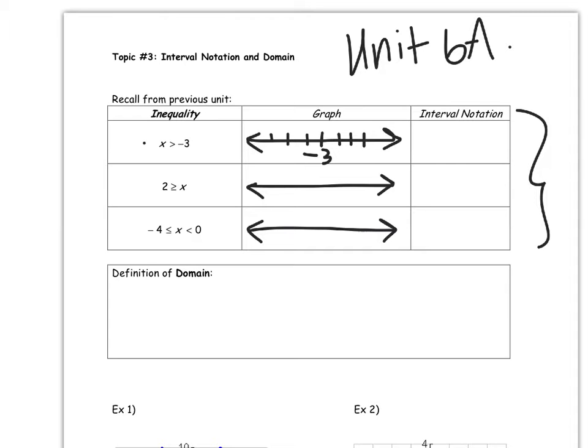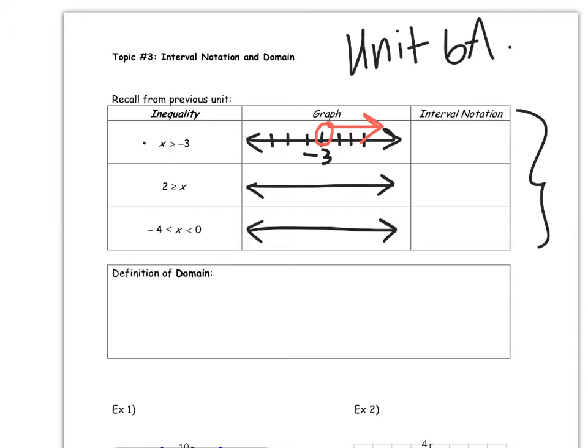So on -3, I'm going to put a circle, and to determine whether I shade in the circle or leave it open, I look at this symbol, and since it is just greater than, I'm not going to shade it in, I'm going to leave it open. And I'm going to shade all the values that are to the right of -3. So that should be a little bit of a recap for you.